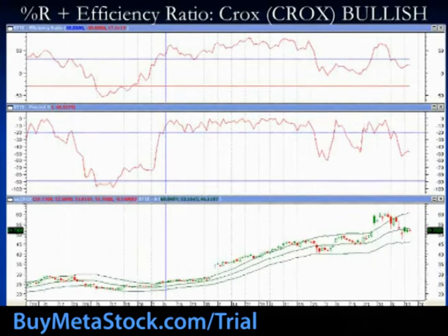Well, here's an example with Crocs. I'm sure some of you have followed the shoemaker Crocs. C-R-O-X is the symbol. And what we're looking at is a situation in which everything crossed. The percent R actually came on a little bit later in this example on the middle panel than the efficiency ratio did, which already was above, in this case, plus 30. Perfect efficiency would be plus 100, by the way. Perfect minus efficiency would be minus 100.